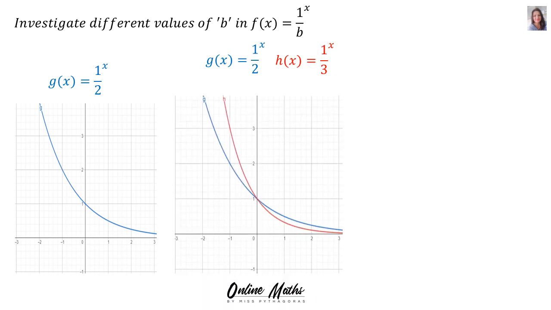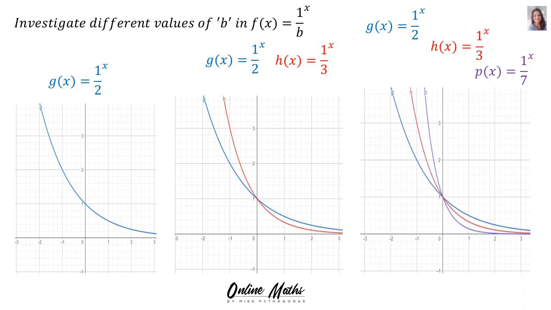And there's your graph. Again, this looks as if the graph is steeper towards the y-axis. And then lastly, on the same system of axes, let's plot the graph p of x is a seventh to the x. And there you can see an even steeper graph.